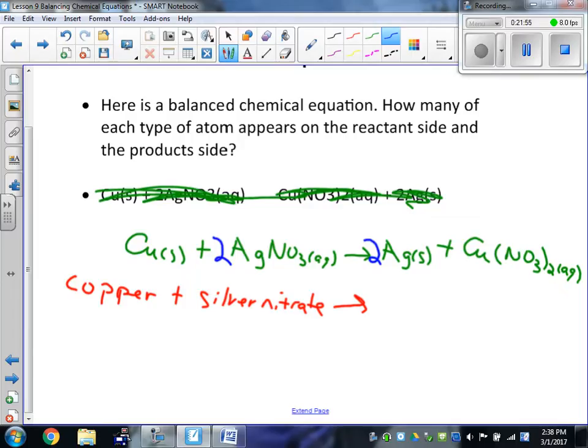If you want to be specific on atoms, if you want to double check the number of atoms for each one, you can do that now, but I wouldn't do that when you're balancing because it gets kind of tricky sometimes. So 2 Ags, 2 Ags, 2 Ns, there's 2 Ns, yes? 6 O's and 6 O's, right?